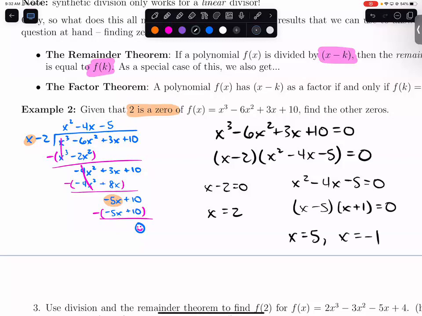Now the question was find the other zeros. For stuff you're going to hand me, I just want to see that you got them all, right? For online stuff, it's probably going to be particular about the other zeros, right? These zeros are 2 and 5 and negative 1. 2 was given, so the other zeros would be 5 and negative 1, right?